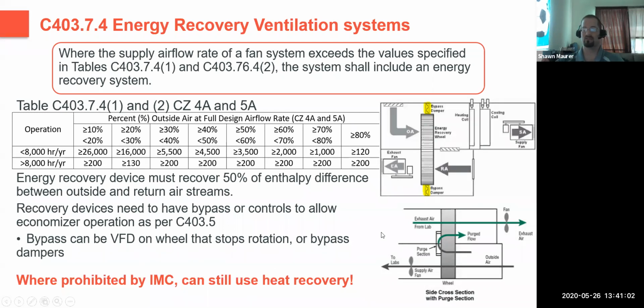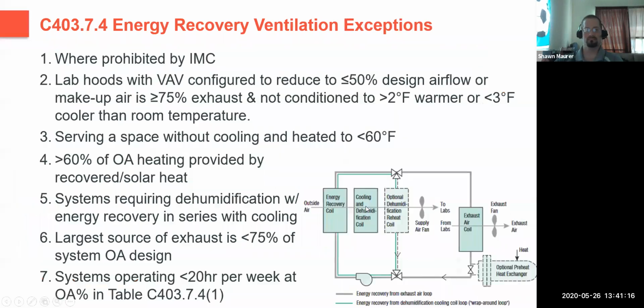I know in particular, 100% outside air systems for laboratories and hospitals will tend to have heat recovery systems instead of energy recovery because of the potential for hazards in those exhaust fumes. So these are detailing exceptions for having to have energy recovery ventilation where prohibited by the IMC. Again, that's going to call out primarily where you've got hazardous fumes in the exhaust air. Certain configurations of lab hoods with VAV setups and certain requirements.